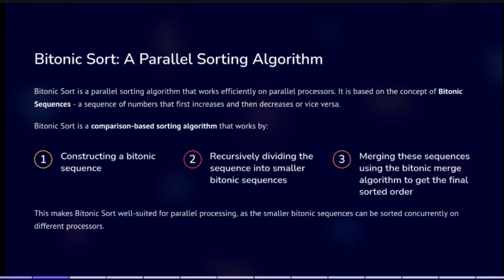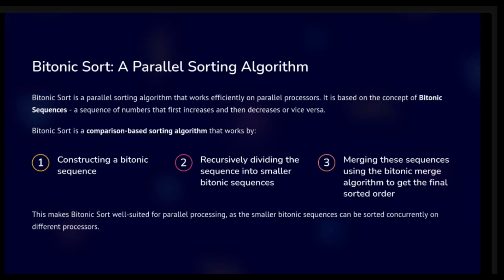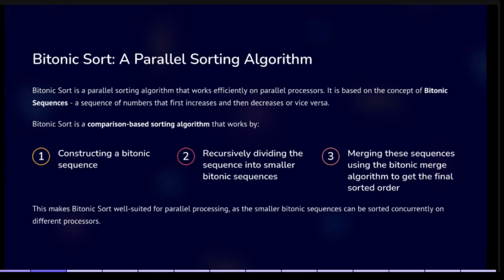The algorithm works in three phases. First, we create bitonic sequences, then recursively divide them, and finally merge them using the bitonic merge process. Its structure allows efficient use of parallel processors, making it highly scalable.